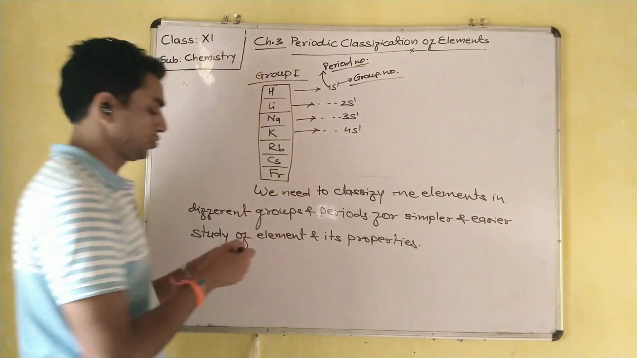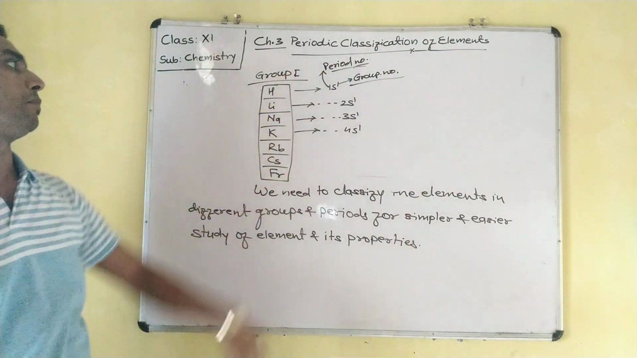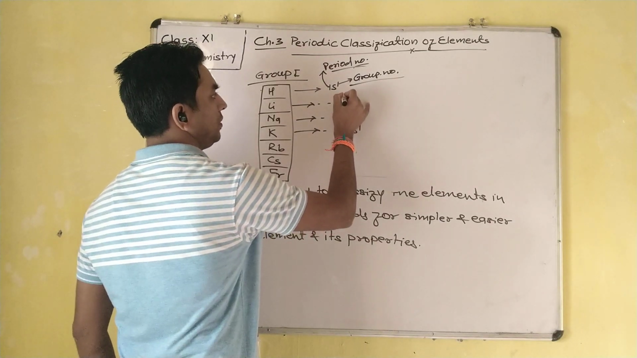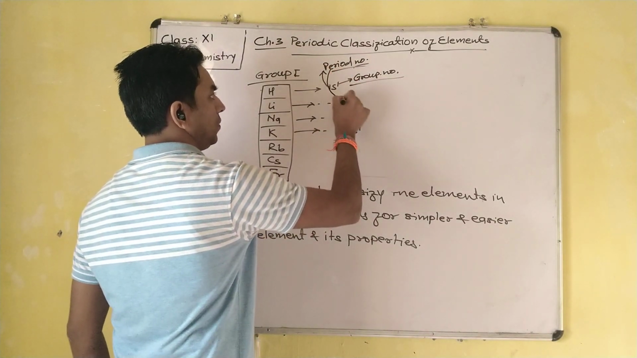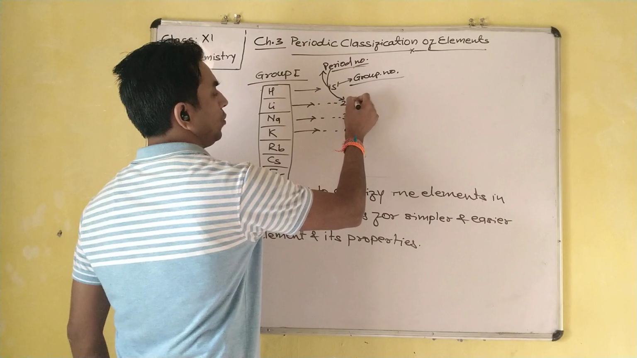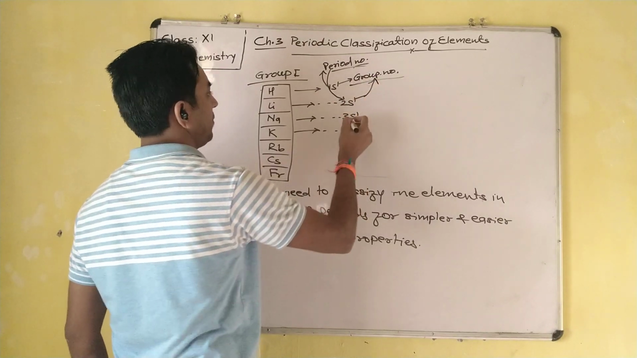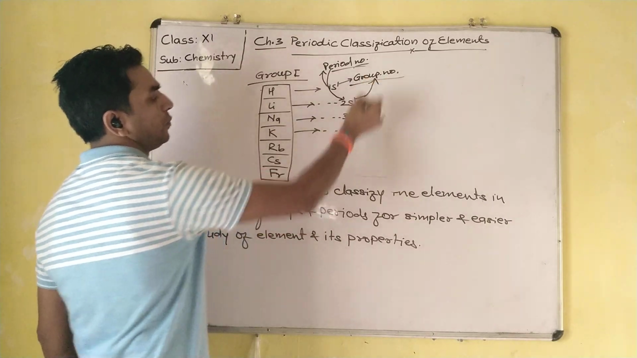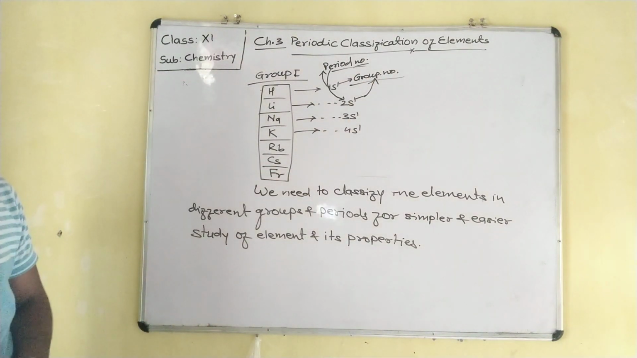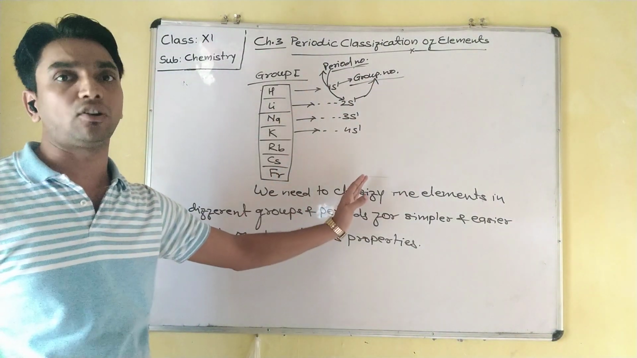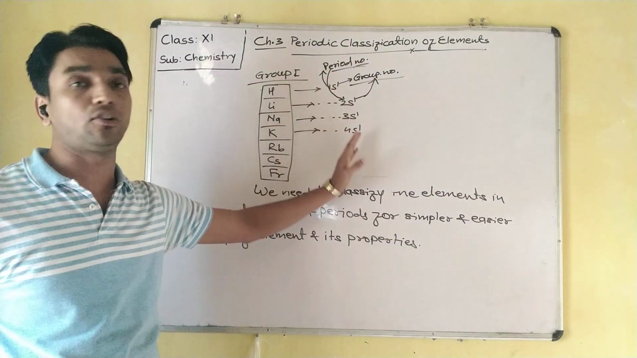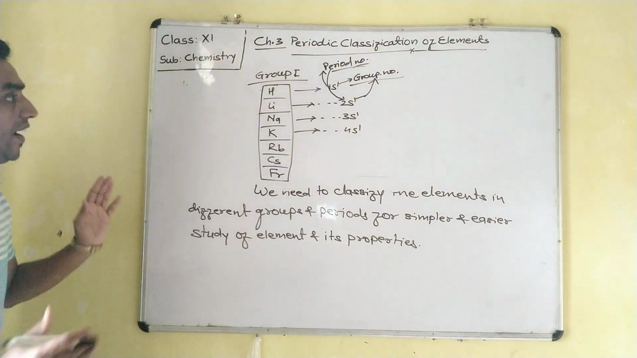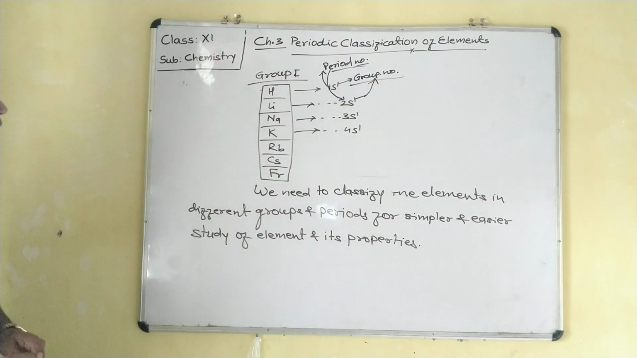Hydrogen belongs to group number 1 and period number 1. In the same way, lithium belongs to period number 2 and group number 1. Sodium belongs to period number 3 and group number 1. So all these elements have a similar outer electronic configuration.